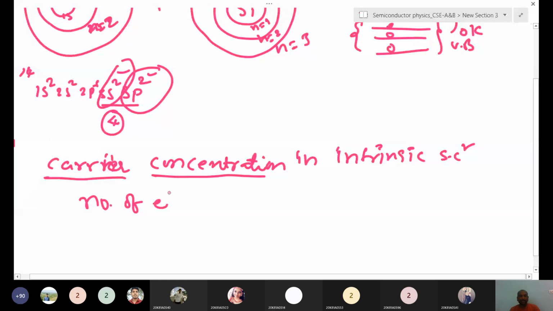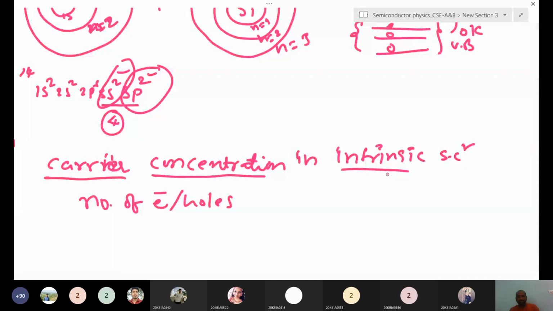electrons or holes per unit volume in an intrinsic semiconductor. Okay, we don't know how many electrons and how many holes are there. Once you give the temperature, bound electrons in the valence band break the bonds and jump into the conduction band. Once they jump from the valence band to the conduction band, they create holes in the valence band, and these holes are free, as well as the electrons in the conduction band. Because of these free charge carriers, we get current in a semiconductor.